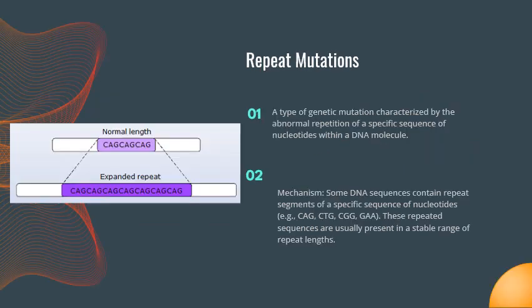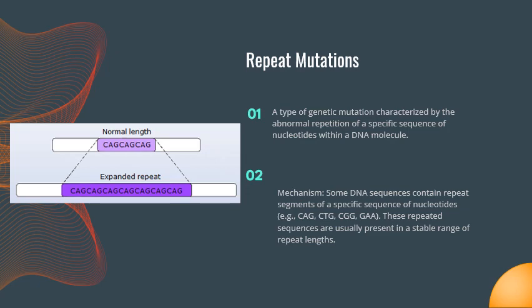Next, let's talk about repeat mutations. So, a repeat mutation is abnormal repetition of specific sequences of nucleotides that are in the DNA molecule. The most common ones are CAG, CTG, CGG, and GAA.